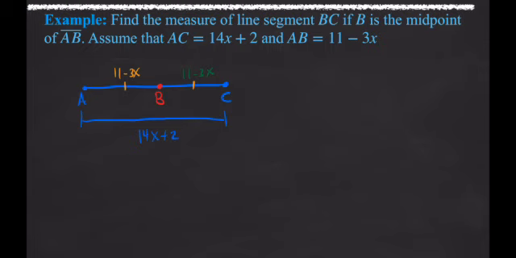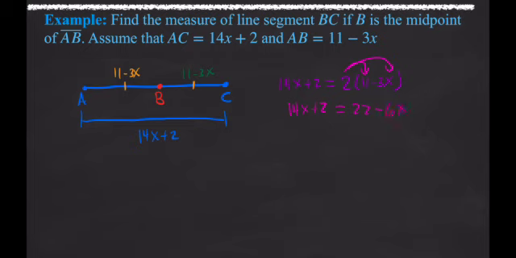We learned in another lesson the segment addition postulate, where the two smaller segments equal the larger segment. So we end up with 14x plus 2 equals the two smaller segments added together. We could go 11 minus 3x plus 11 minus 3x, but since there are two of them, we're going to save some space and just do it as twice. We have 2 times (11 minus 3x). We distribute, and we end up with 14x plus 2 equals 22 minus 6x.